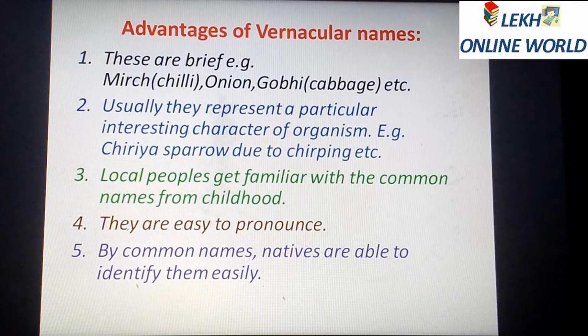Advantages of vernacular name or common name. The major advantages, in brief: for chili you call it mirch, for gobi we call it cabbage. Usually they represent a particular interesting character of an organism. For example, chiria for sparrow, which is named after the chirping. Then local people get quite familiar with the common or vernacular name from their childhood, even the one who is staying in that region for a longer period of time.